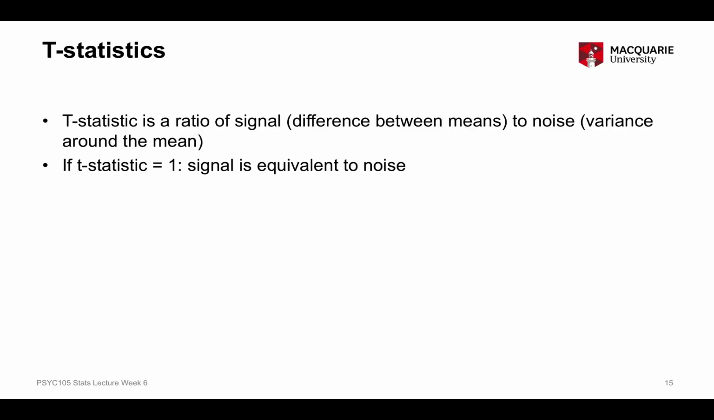So if we have a t-statistic which is equal to 1, that means that the signal is equivalent to the noise, that the amount of signal we have about the difference between the means is in proportion to the amount of noise we have.